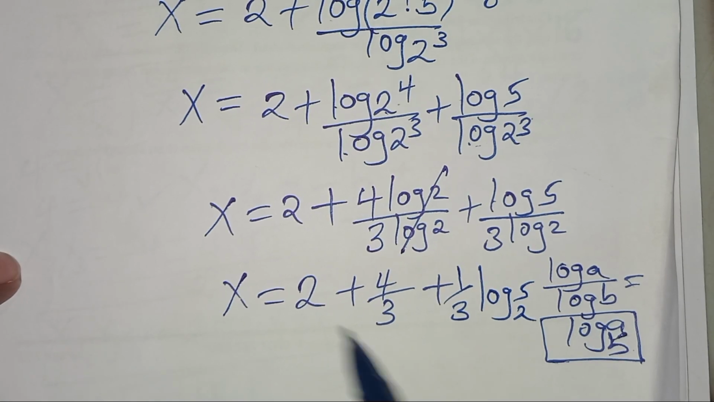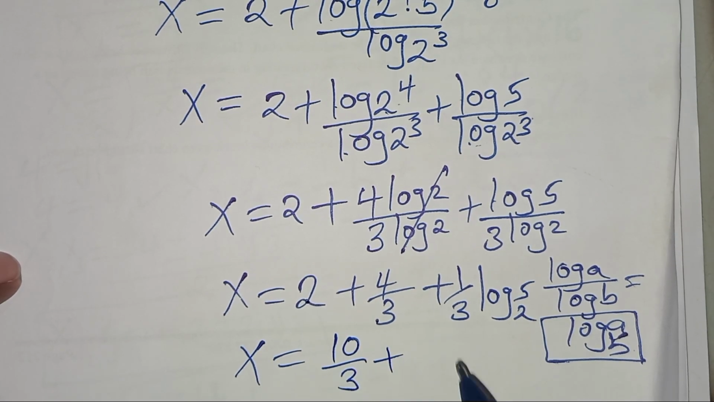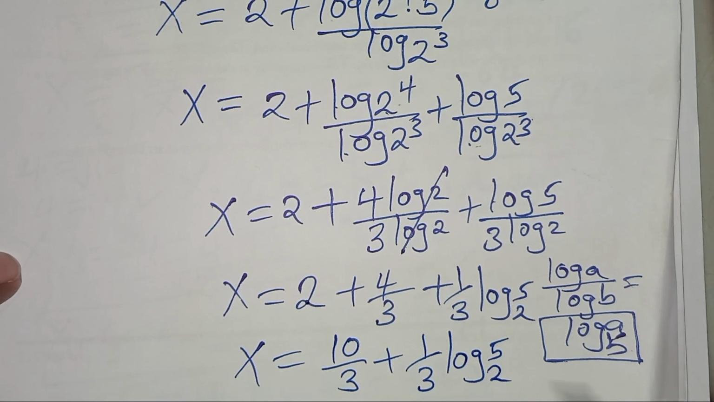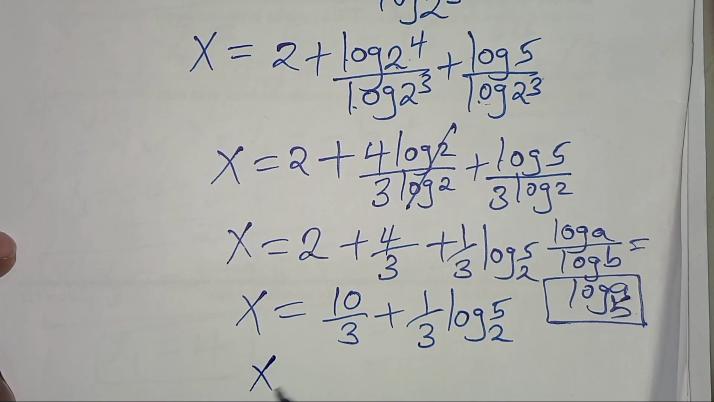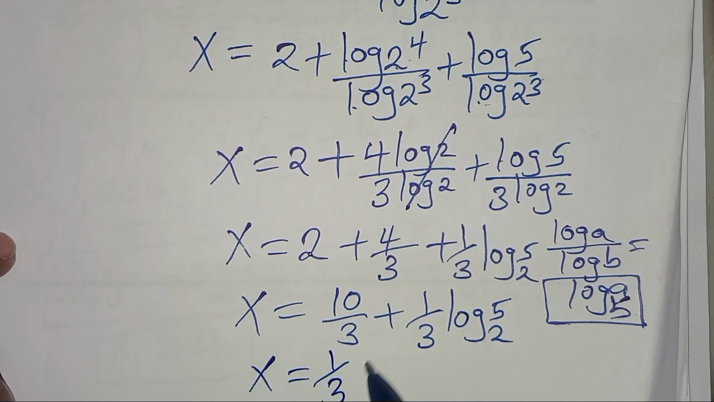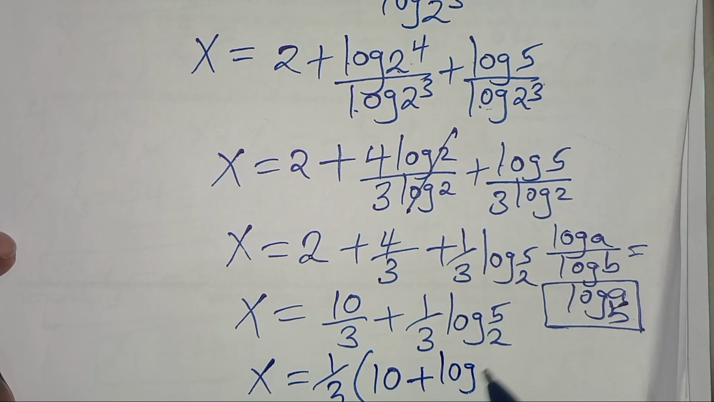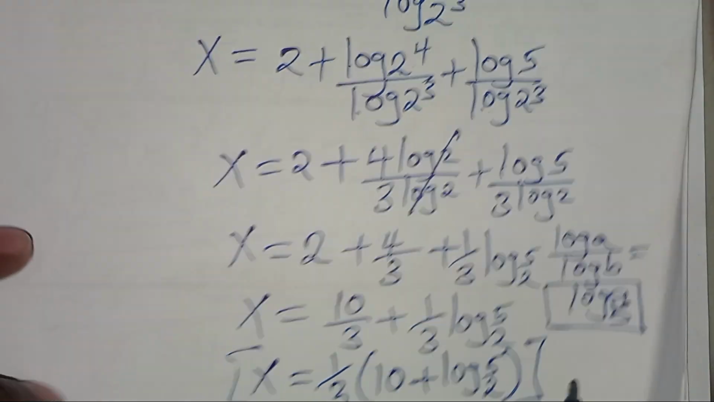Okay, so this means that x is equal to 2 plus 4 over 3. This is basically 10 over 3 plus a third log 5 to base 2. Now here you see that a third is common, so we can factor out a third, so that this is the same thing as a third into the bracket 10 plus log 5 to base 2. This is the value of x.